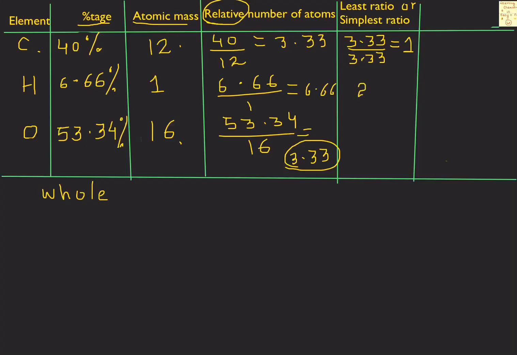So 6.66 divided by 3.33 and again 1. So what do we have over here? Carbon is 1, hydrogen is 2, oxygen is 1. In other words, we will have the empirical formula of the compound as CH2O. Have you got it right?